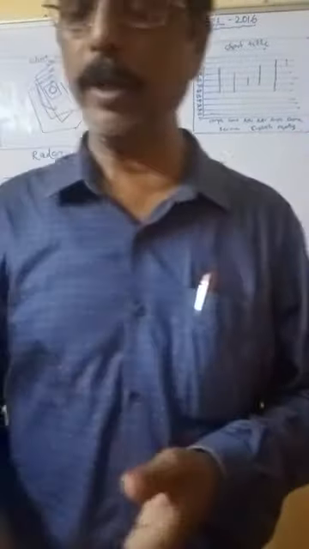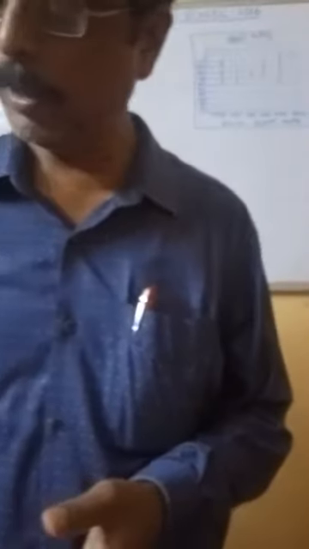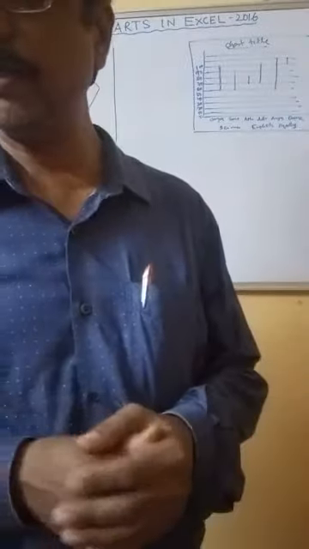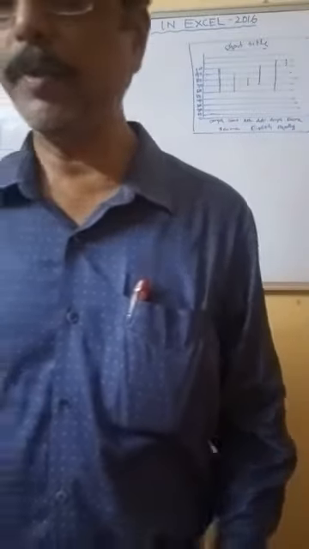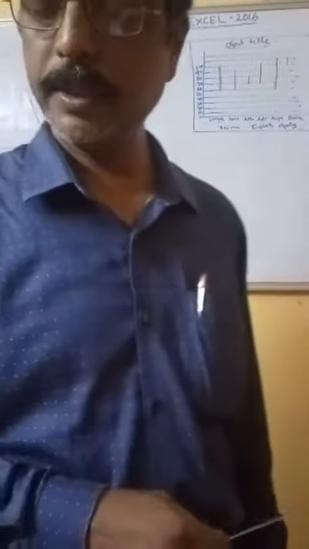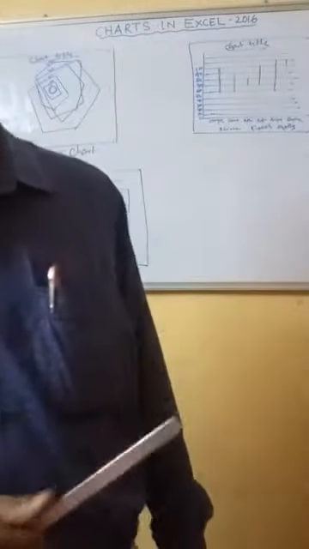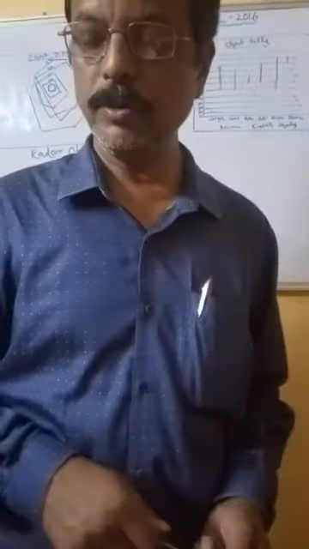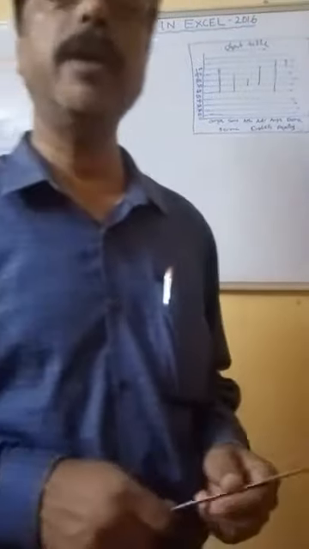Last class we read up to the donut chart, and now we will see the rest of the three different types of chart, that is the radar chart, stock chart and bubble chart. Open page number 32. So here, first of all, the radar chart.